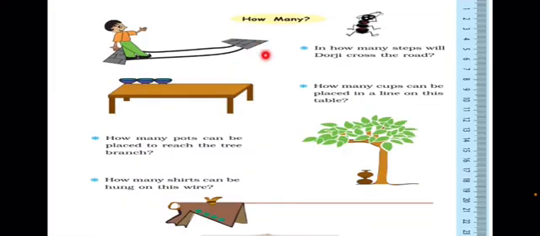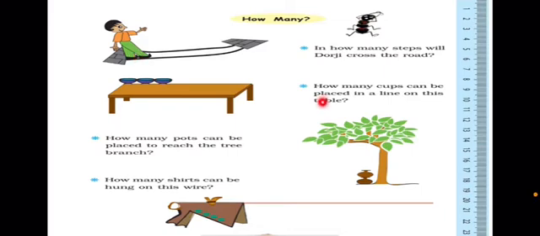In how many steps will Dorji cross the road? So Dorji is short, so he can take at least 10 steps to cross the road, but a man will take only 8 steps to cross the road. So there will be a difference of measurement over here.